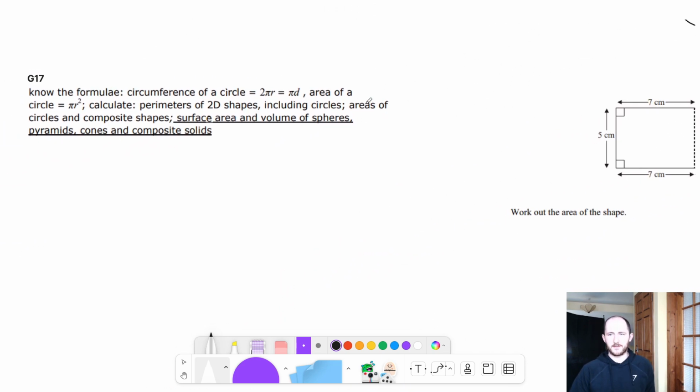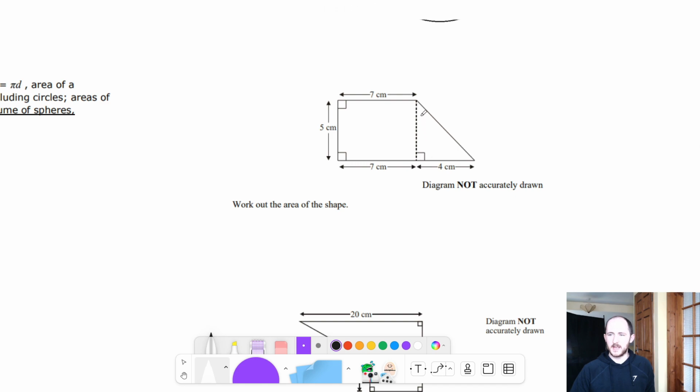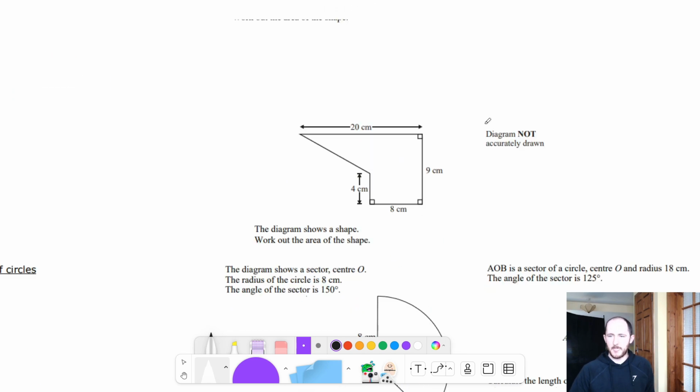You have a bunch of these different formulas, so you need to know the circumference and the area of a circle. You need to be able to calculate perimeters of 2D shapes and areas by breaking them up into composite shapes. So as you can see here, you can break this shape into a triangle and a rectangle. So 5 times 7 times 4 times 5 over 2 will give you that answer. And the same thing for this one, you can break it into multiple shapes. In this case, it'd be a trapezium and a rectangle.